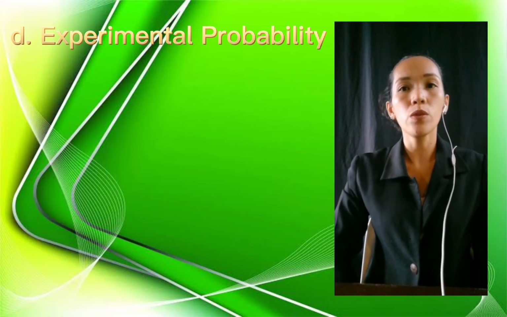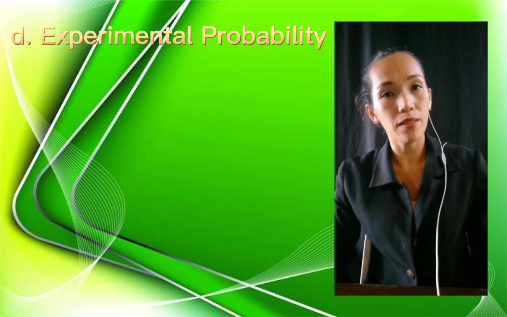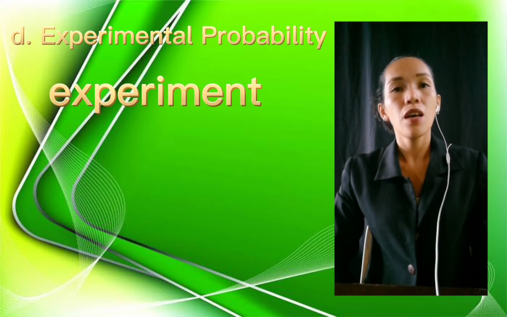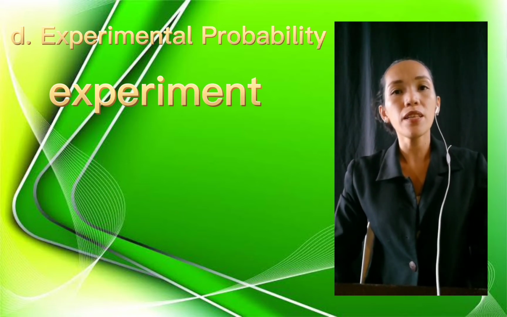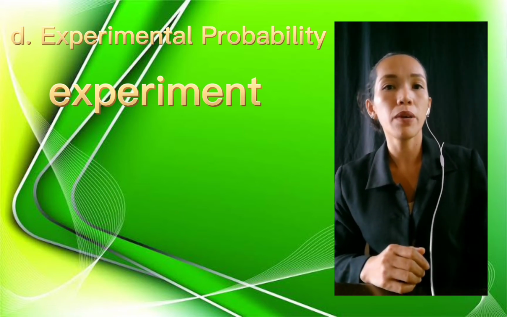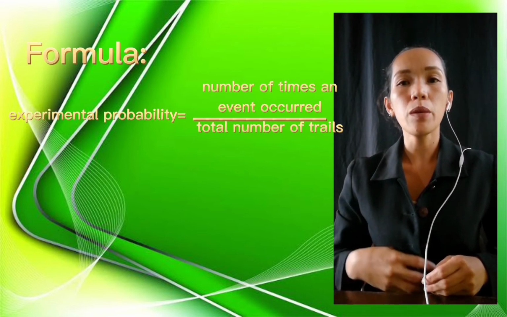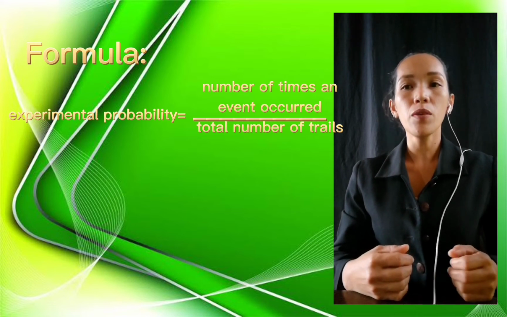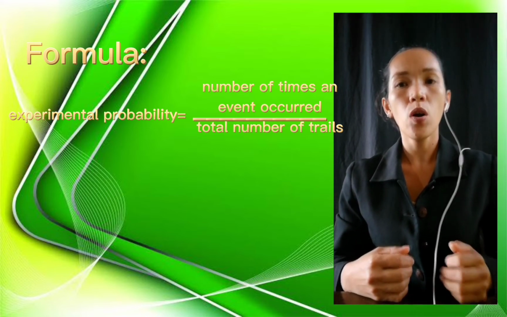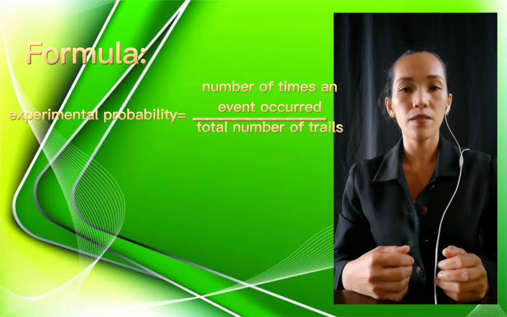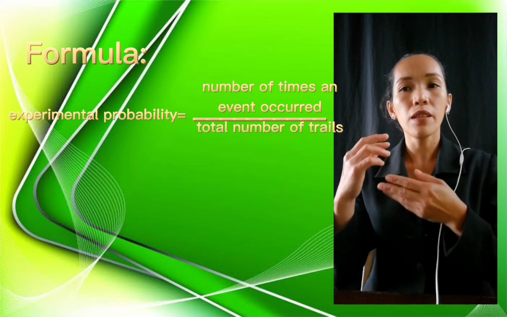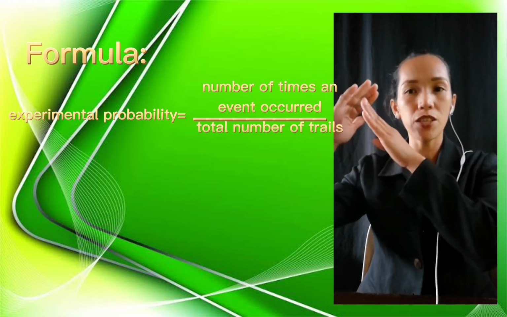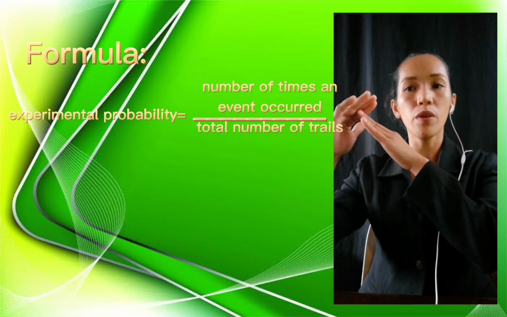Experimental. What will we do about experimental? Yes, we experiment. Sinusubukan dito ang isang bagay. In this case, titingnan natin kung ilang beses lalabas ang isang outcome. This is the formula. Experimental probability, the number of times an event occurs over the total number of trials. Again, experimental probability, the number of times an event occurs, sa taas siya, over the total number of trials, sa baba.